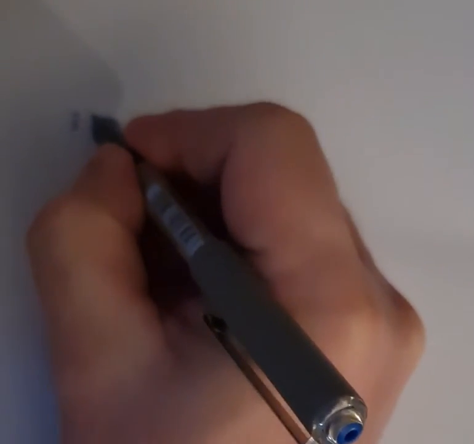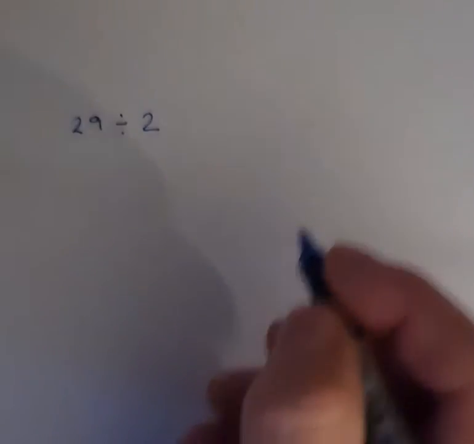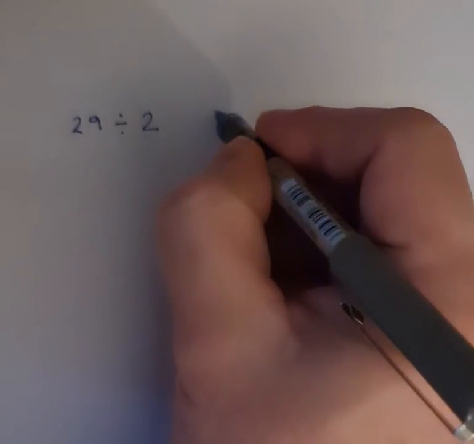This week in Maths, we're going to be looking at a written method for division and looking at what we do with the remainders. So I'm just going to do an example here for you. If we had 29 divided by 2, well, I know I need to set that out in a clear written method.